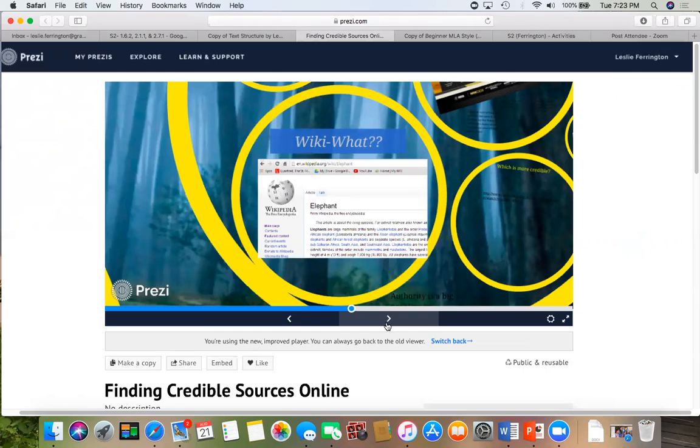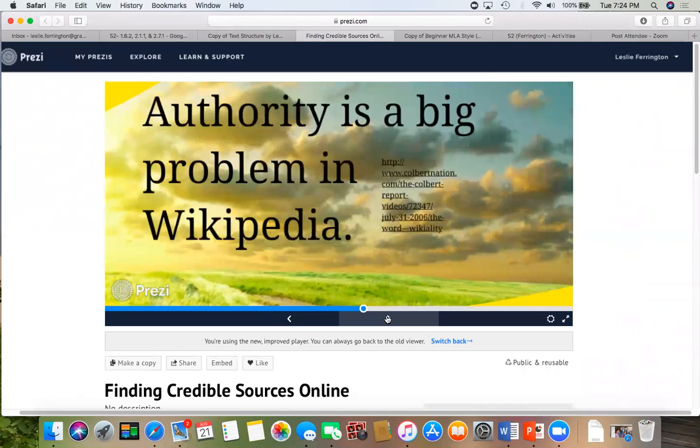So I would go to the bottom of Wikipedia and see if there are reputable sites sourced there, because those are good places to jump off of. And then you can use those actual sites to start looking at research instead of just using Wikipedia. Because authority is a problem in Wikipedia.